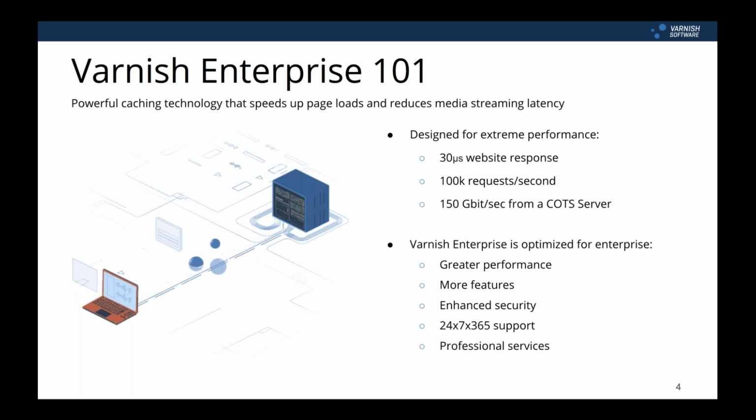And it's completely flexible, so it's able to cache anything HTTP. So it's useful for a whole range of purposes, including websites, video on demand, live TV, and so on. And it's designed for extreme performance: sub-millisecond website response times, able to handle 100,000 requests a second, and you're able to get 150 gigabits per second from a single server, just a normal off-the-shelf server. So it's some of the highest performing technology out there for content delivery.